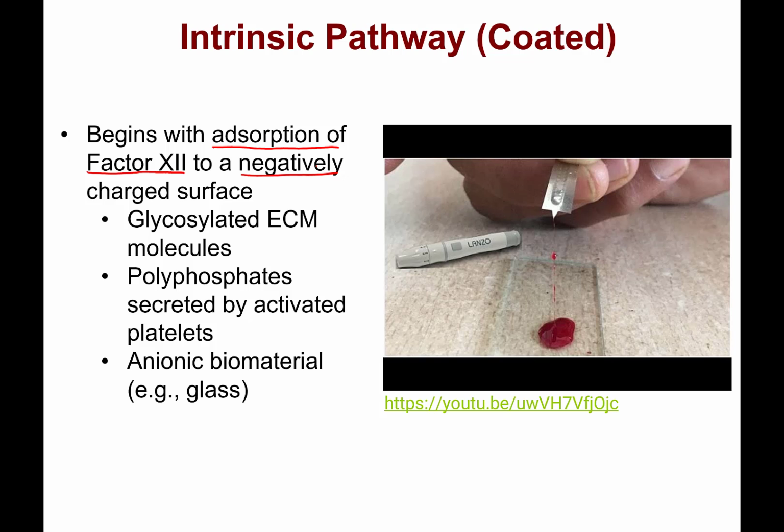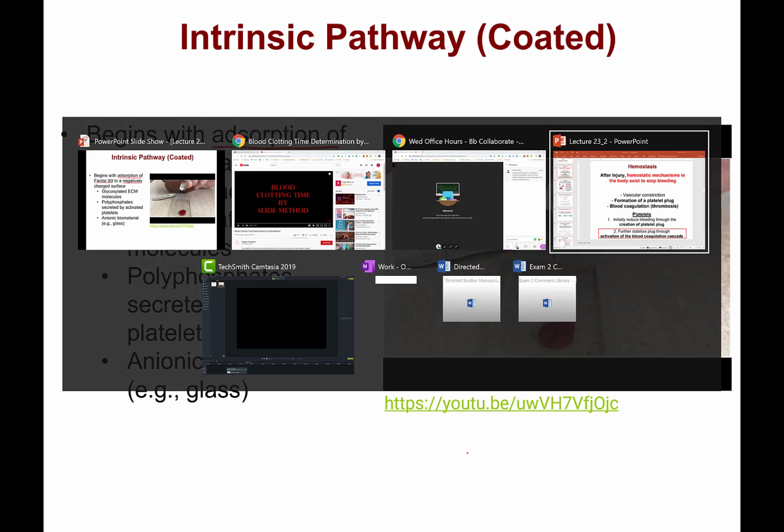But not just with biomaterials, though. This happens in the context of injury as well. We have glycosylated ECM molecules that can have a negative charge, the anionic, and then also platelets can secrete polyphosphates. So over here, I've got a short video on YouTube that we'll go over to watch the intrinsic pathway in action.